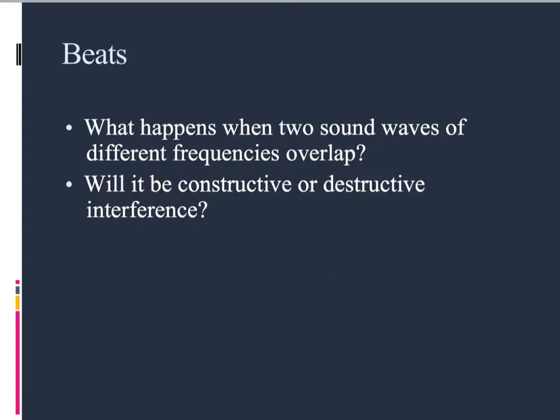So the last thing we're talking about today then is beats. And this is to help us answer the question of what happens if we have two sound waves of different frequencies, and we mean a constant frequency, like when we talk, our voice goes up, our voice goes down, we're changing our frequencies all the time. So what happens if you have two waves that have a constant frequency and overlap, meaning they're going to interfere?